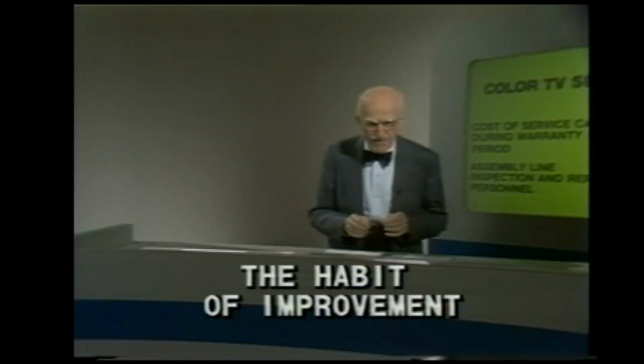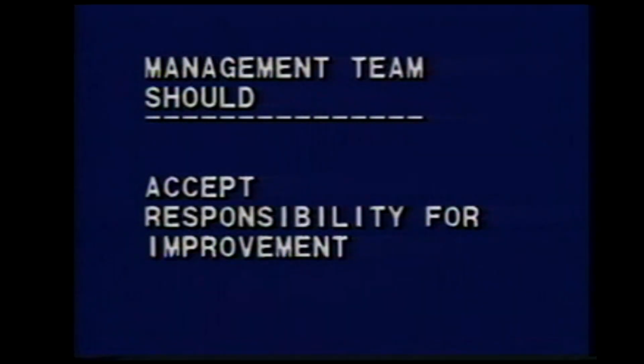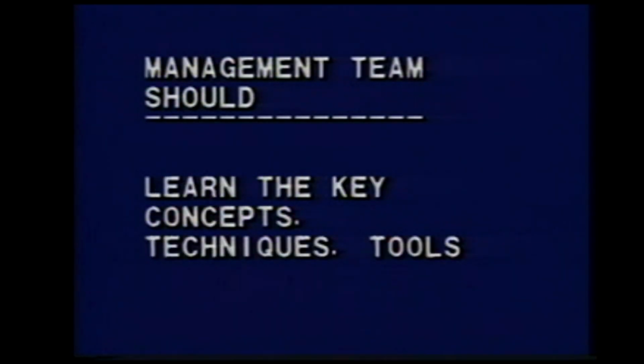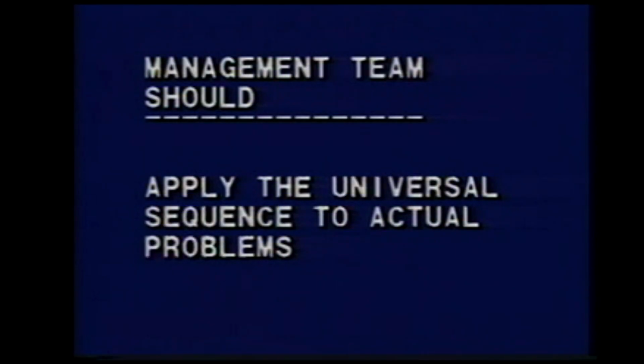To develop that habit, our management team should accept the responsibility for improvement. Understand the universal sequence of events through which managers make improvements. Learn the key concepts, techniques, and tools. And finally, apply the universal sequence to actual company problems. We will be talking about quality improvement. But what do we mean by that word improvement?